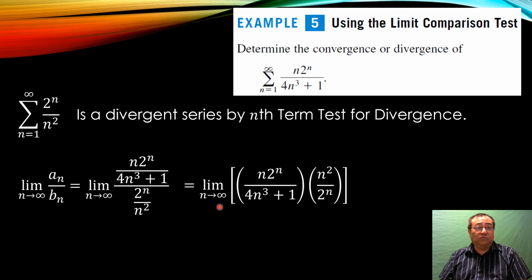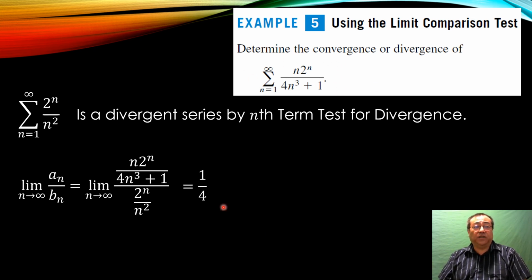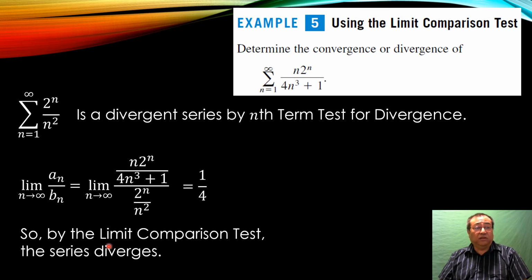Do some algebra here. In other words, you keep the numerator as is and just flip the denominator. By the way, if you want to jump straight to this just by flipping the denominator to begin with, that is okay. You don't have to take this step. This is a really cumbersome step. But here, look what happens to the 2 to the n. They reduce, they go away. And you have n times n squared is n cubed, so you've got 4n cubed under n cubed, so the limit is 1/4. And we know this series, 2 to the n over n squared, diverges by the nth term test for divergence. So the original series also diverges, because the limit was 1/4. By the limit comparison test, the series diverges.